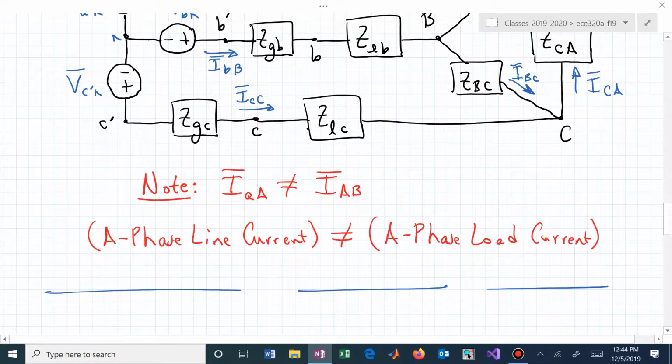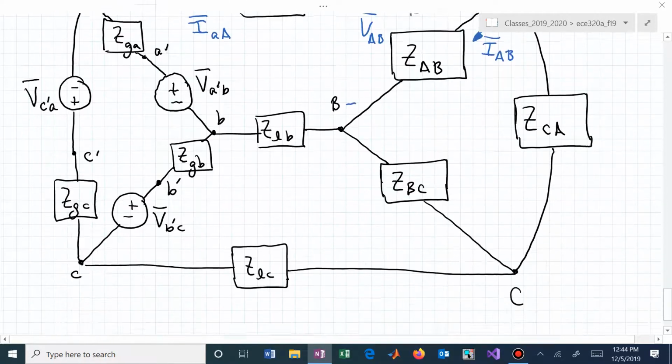So here is the emphasis. The A phase line current, I'm using phase in two different ways here, is not the same as the A phase load current. The A phase load current is I sub AB. This is for the delta connected load. That's not the same as I sub little a capital A. Whereas in the Y interconnection, they were the same. Let's not go through all of those.